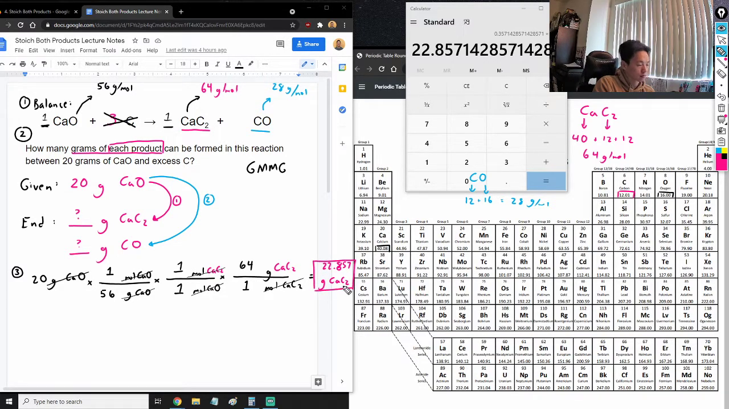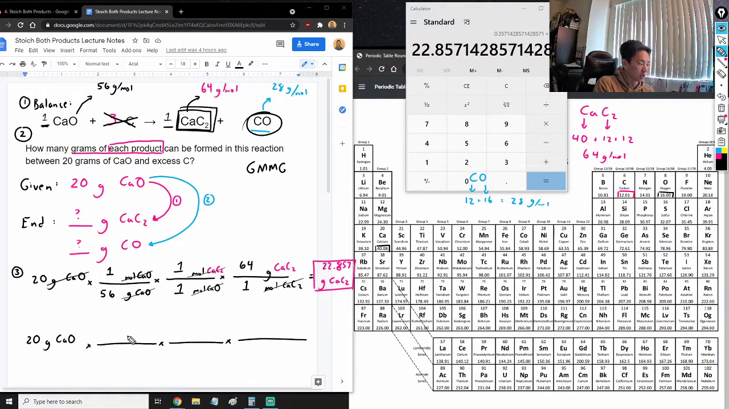Okay? So that'll be our first dimensional analysis. Now, we have to do dimensional analysis a second time because we found CaC2, right? We found CaC2, but we haven't found the other product, and we want to find both products. So we're going to have to find it for CO now. So we're going to set up another dimensional analysis problem, and we're going to start with 20 grams of CaO, just like before. We're going to set up our 3 fractions, just like usual.